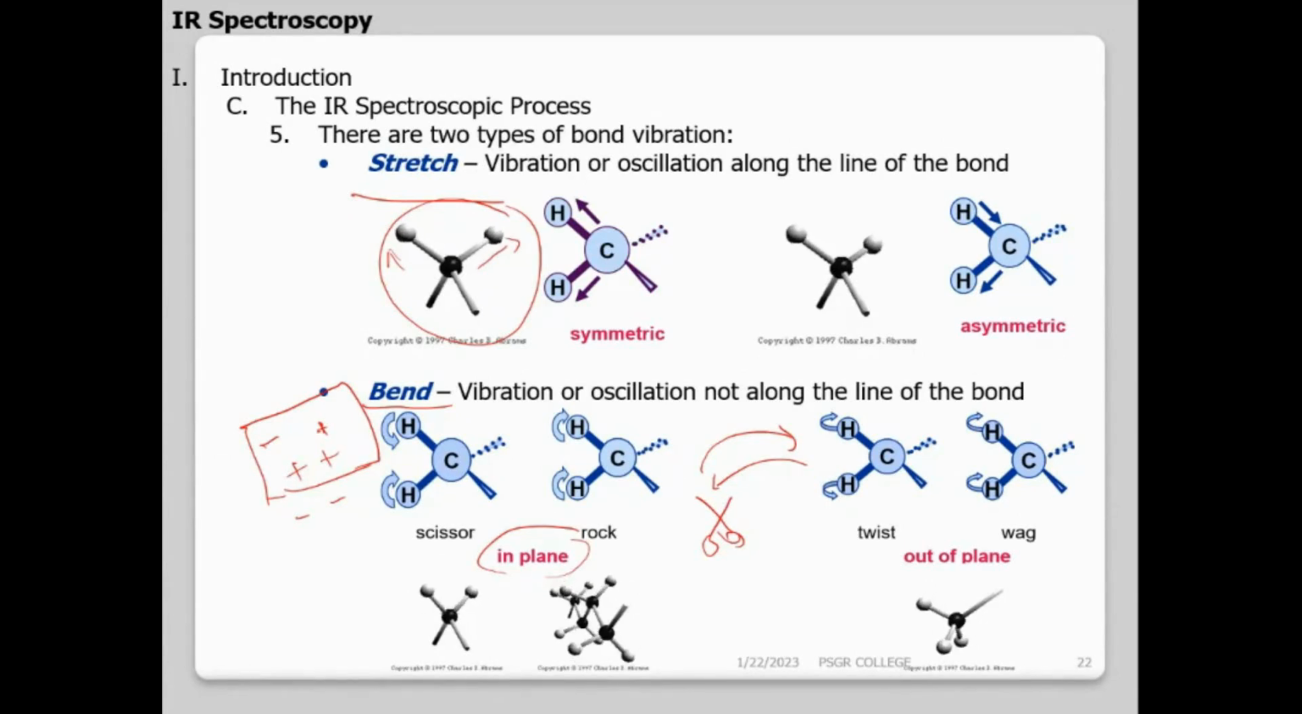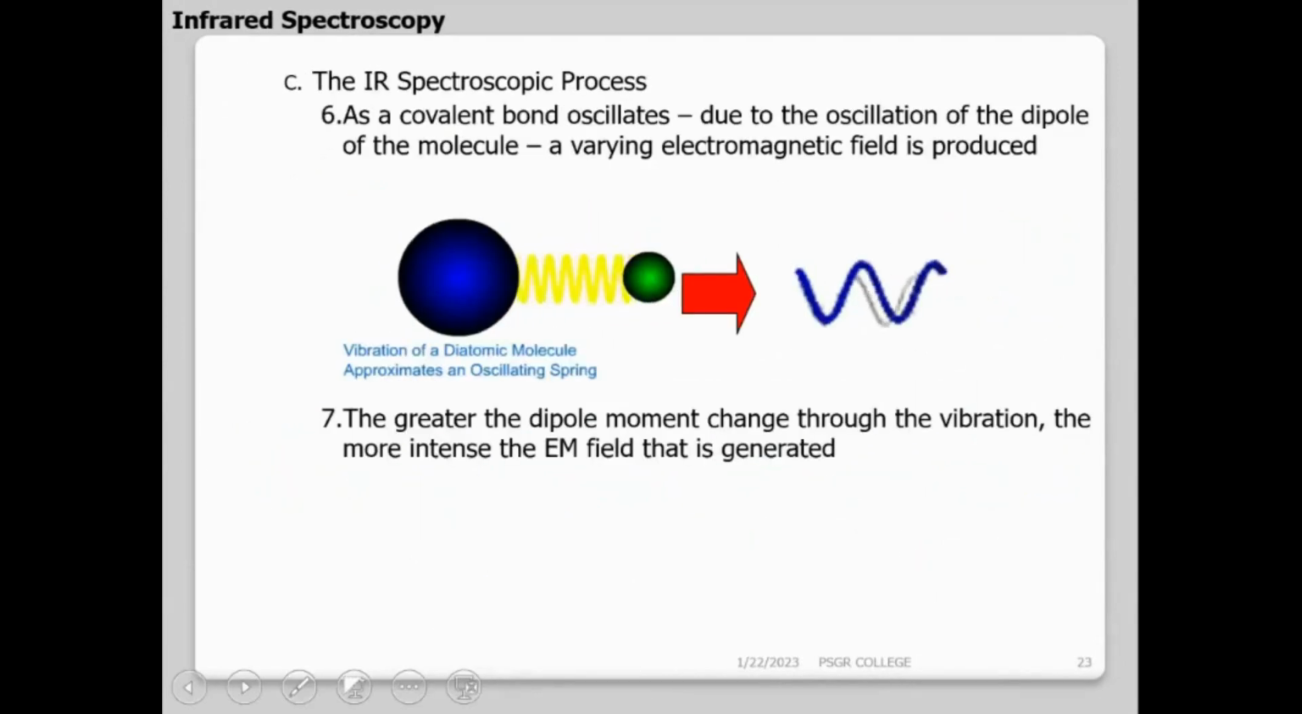Twisting means you are standing, and I turn your hand to one side and your leg to the other side. Just pull your left hand to the front of the plane and your right hand below, to the back of the plane; then it becomes twisting. Wagging: you're sitting on a chair and you're wagging your legs, moving your legs back and forth. Your body is in a particular plane, but your legs go back and forth. So it's wagging. Okay, so you can have in-plane bending or out-of-plane bending. So these are different types of vibration. A bond in a molecule can vibrate, and the vibration can be either a stretching vibration or a bending vibration.